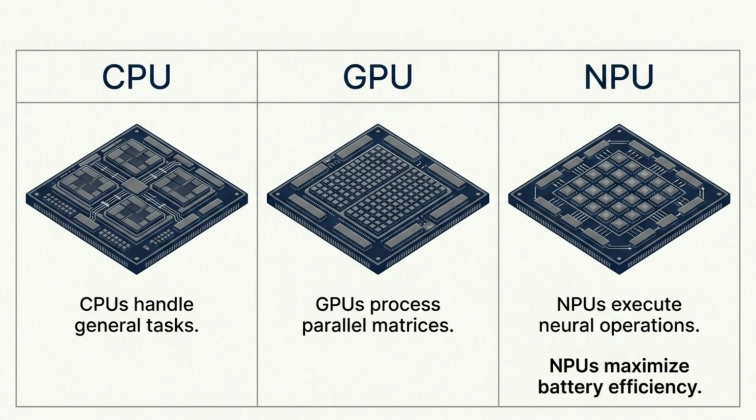Modern hardware is optimized for these tasks. CPUs handle general workloads, GPUs manage parallel matrices, and NPUs are dedicated to neural operations while maximizing battery efficiency.